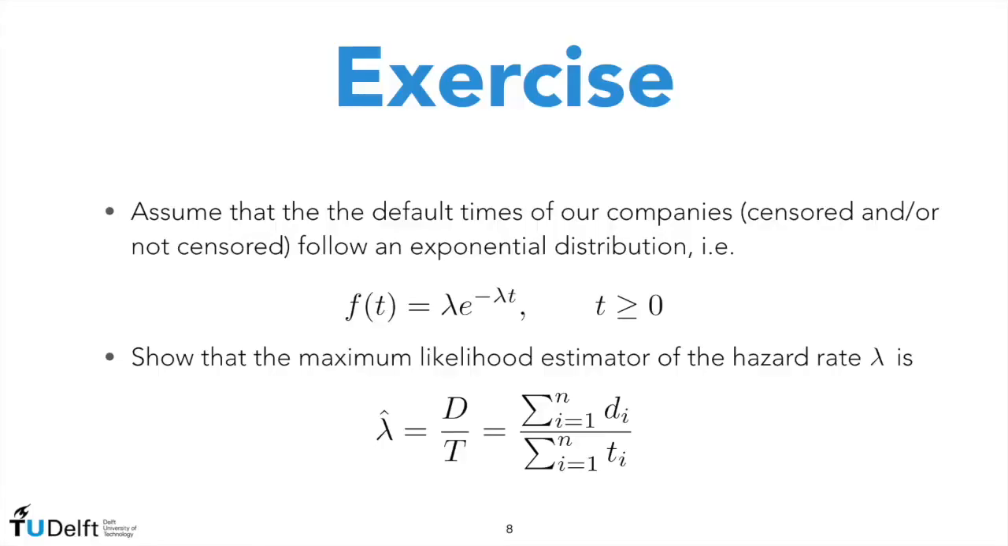Okay, since I know that you want to test your knowledge, I have a little exercise for you. Assume that the default times of our companies, both censored and not censored, follow an exponential distribution. You see the density on your screen. Now, what I ask you to show is that the maximum likelihood estimator of the hazard rate lambda is nothing more than the ratio of the summation of all the indicators di of actual default (censored observation) and the sum of all the times ti.